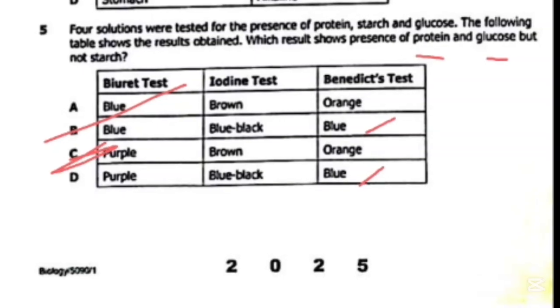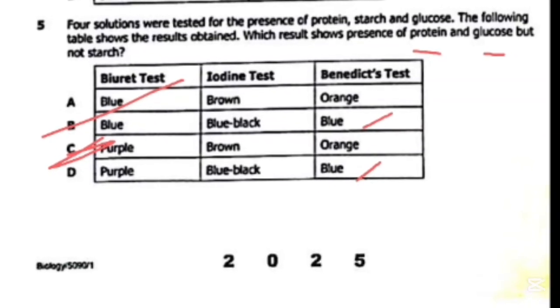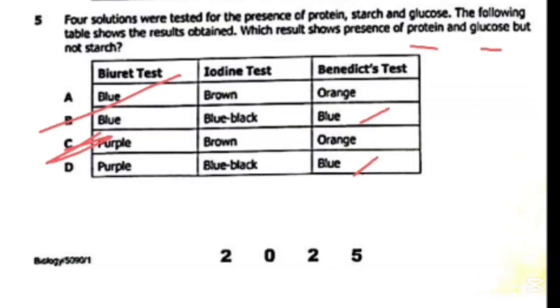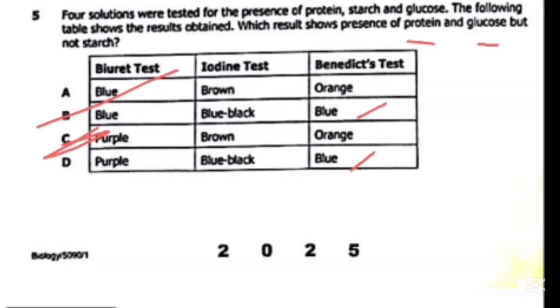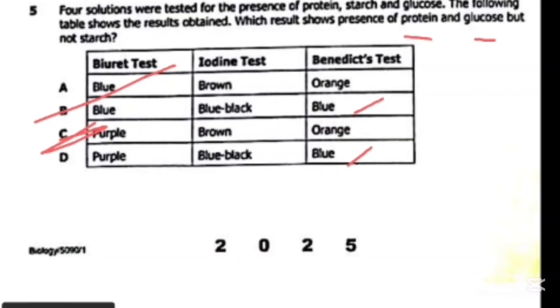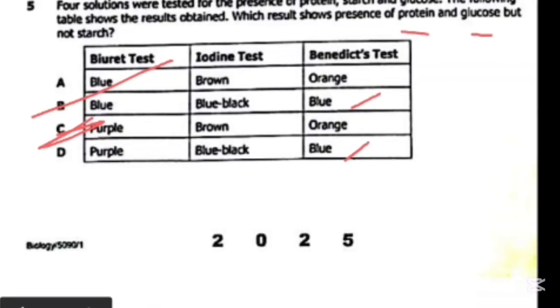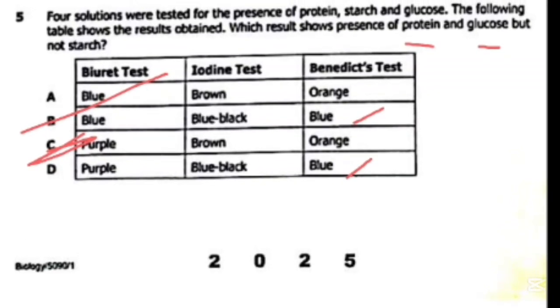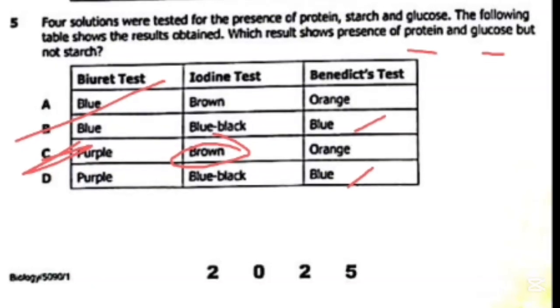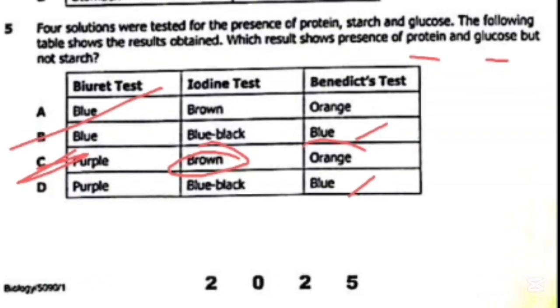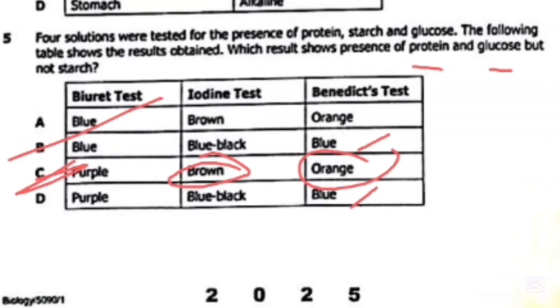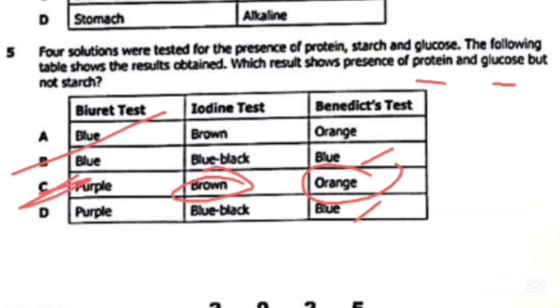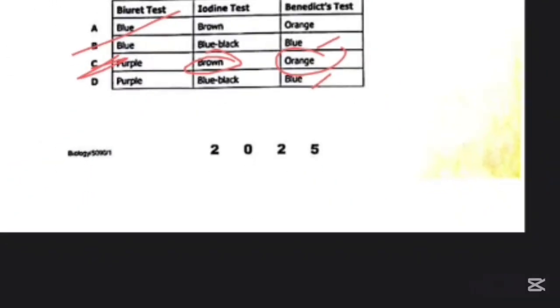Whenever you put proteins in a Biuret test, it will turn purple. Whenever you put iodine for starch, it has to turn blue-black. If it is brown, meaning there is absence of starch. Then when the Benedict test turns orange, meaning there is presence of glucose.